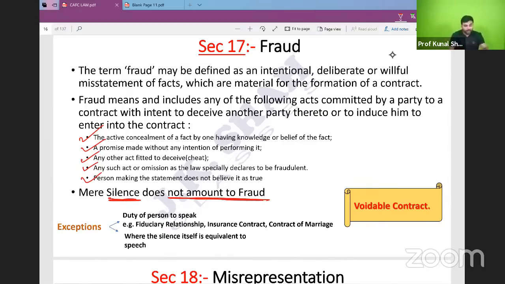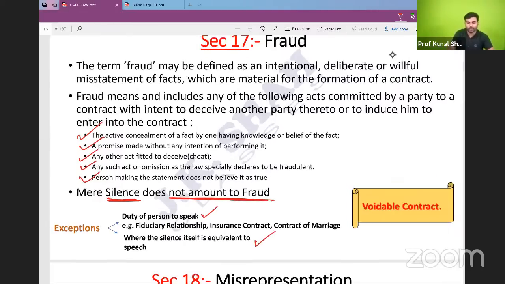But there are two exceptional cases. One, duty to speak, and number two, your silence is equivalent to speech.